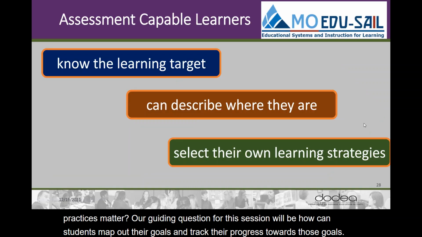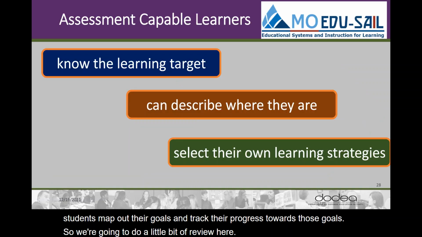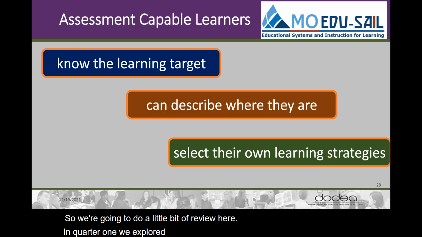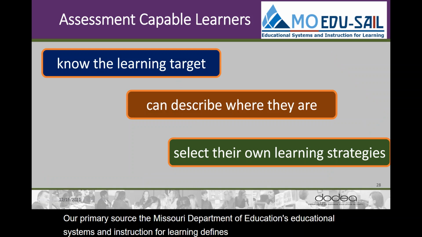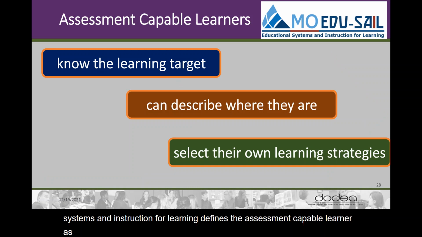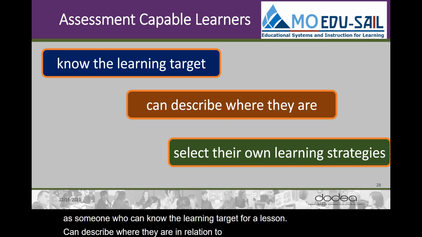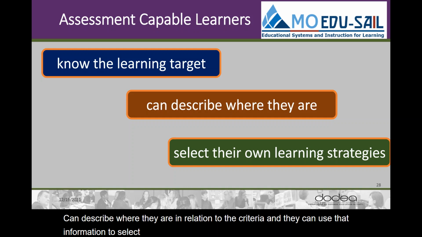So we're going to do a little bit of review here. In quarter one, we explored the concept of the assessment capable learner. Our primary source, the Missouri Department of Education's Educational Systems and Instruction for Learning, defines the assessment capable learner as someone who can know the learning target for a lesson, can describe where they are in relation to the criteria, and they can use that information to select learning strategies to improve their work.